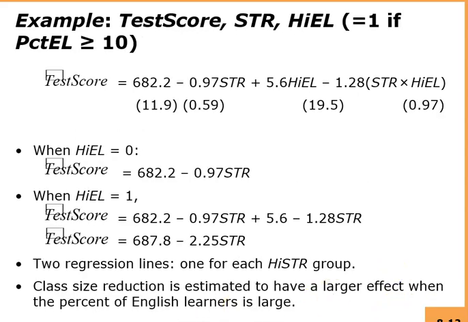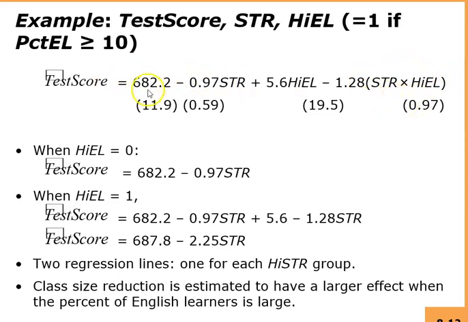So now let's extend this kind of an interaction term scenario to the example of test scores and student-teacher ratio. Over here, the student-teacher ratio is a continuous variable, while the high EL is a binary variable, which basically means that when it takes the value of 1, it shows that there is a high percentage of English learners in the classroom. When it takes the value of 0, it shows that there is a low percentage of English learners in the classroom. And obviously you will also have to include this interaction term over here.